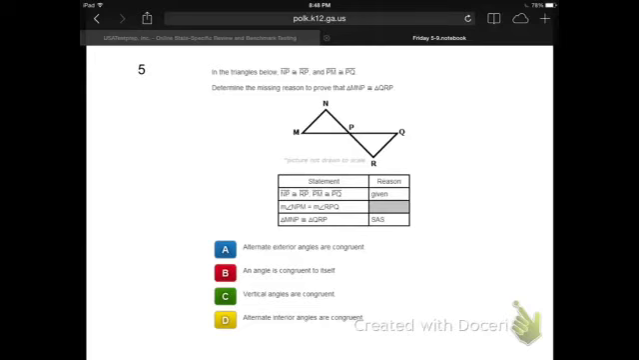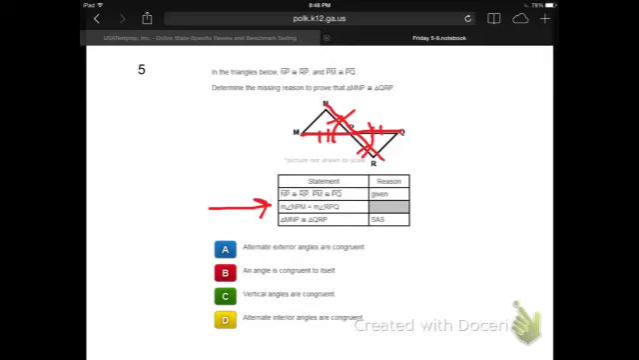5, in the triangle below, NP is congruent to RP, so it might help if you mark that. PM is congruent to PQ. Determine the missing reason to the proof. Well, I'm missing the second reason right here. And it says angle NPM, so if I measure NPM, that's this angle, is congruent to angle RPQ. So if I go RPQ, that's this angle.